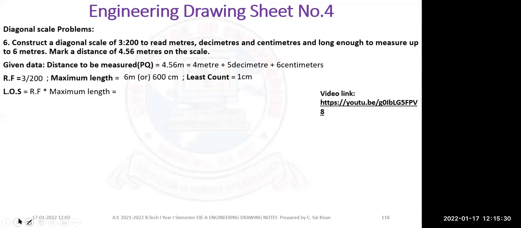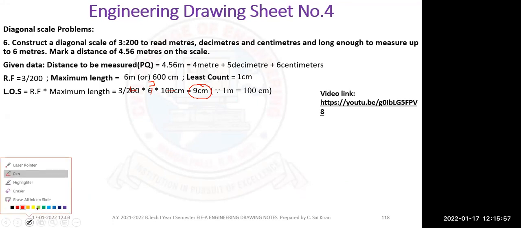So you have to calculate LOS. Anyone calculated LOS value? RF into maximum length. It is 3 by 200 into 6 multiplied by 100. So here what happens is 0 and 0 get cancelled, and 2 is cross multiplied with 3. So the total distance is 9 centimeters. So you have to draw the LOS as 9 centimeters. Okay.